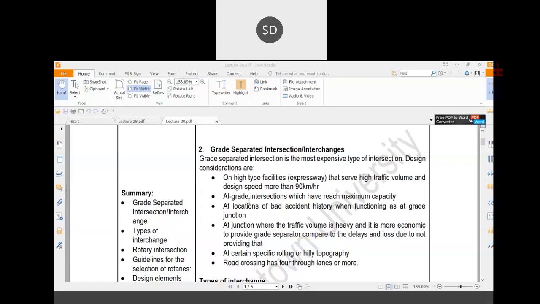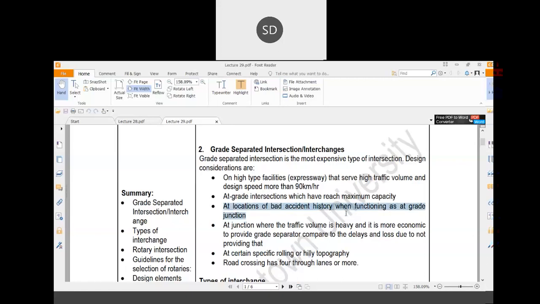Suppose in the 6 mile area, you can see below that overbridge, one roundabout is there, but that roundabout cannot efficiently control the traffic. Therefore, one overbridge was built over there. So basically, that is a combination of at-grade intersection and grade separated intersection.